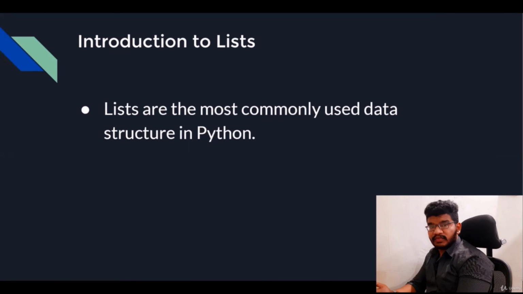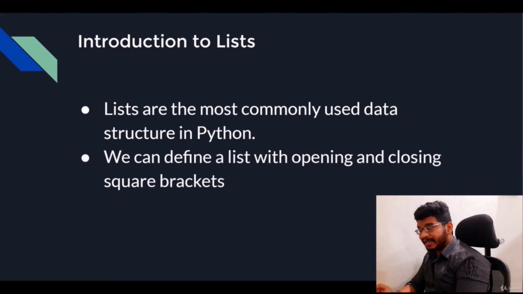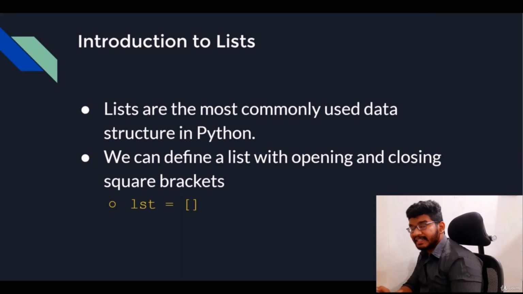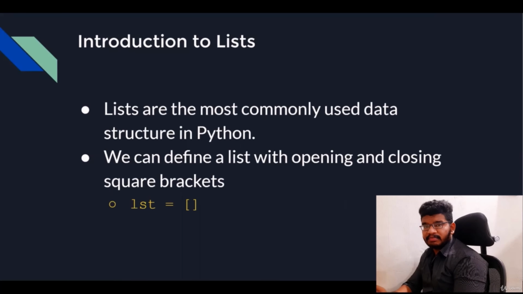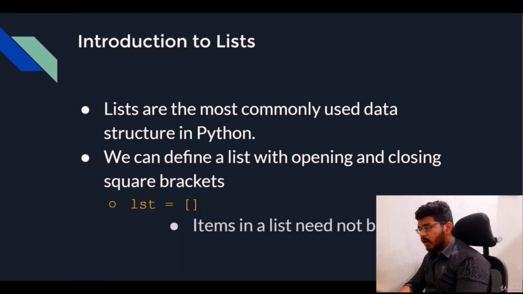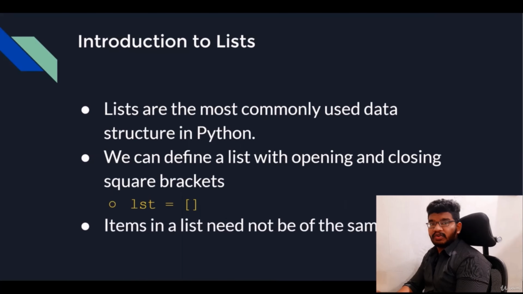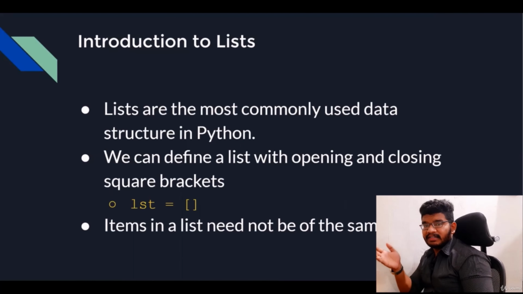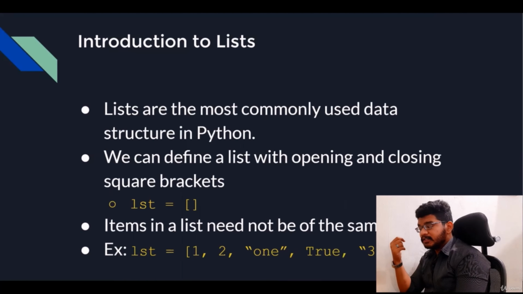So what is the syntax of a list? We can define a list with opening and closing square brackets. This is the syntax of the list. Also, it's not necessary to have the same data types in a list. We don't need to have only integers or only strings in the list. We can have a combination of integers, strings, booleans, even float values like this.